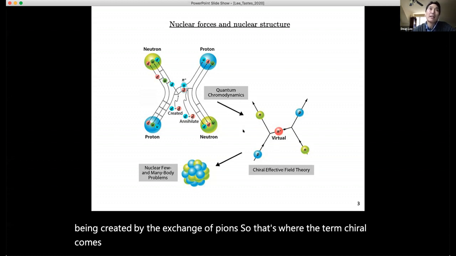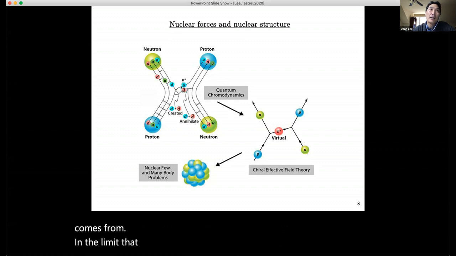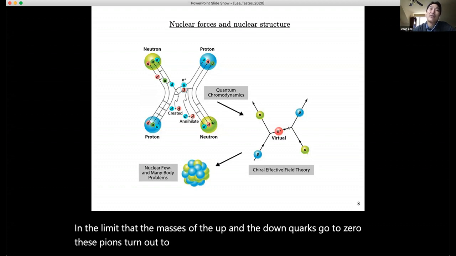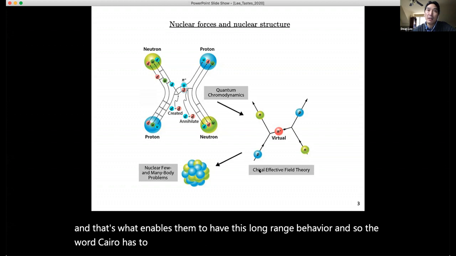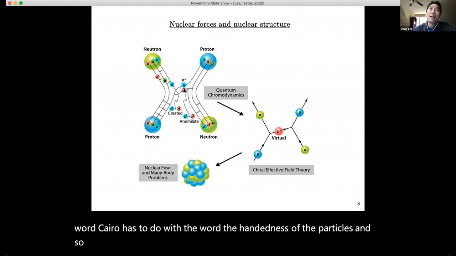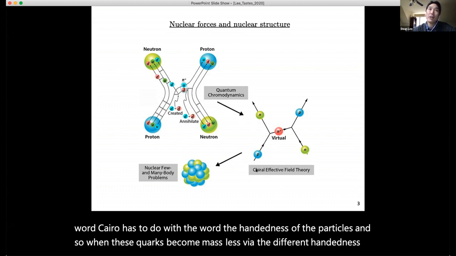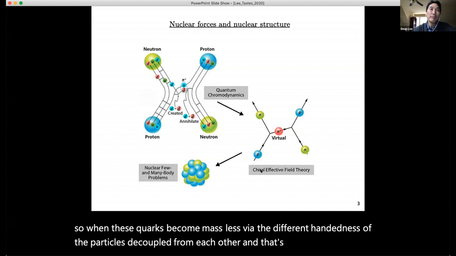In the limit that the masses of the up and the down quarks go to 0, these pions turn out to become massless. They have 0 mass in that limit, and that's what enables them to have this long-range behavior. The word chiral has to do with the handedness of the particles, and when these quarks become massless, the different handedness of the particles decouple from each other, and that's why we use this term.